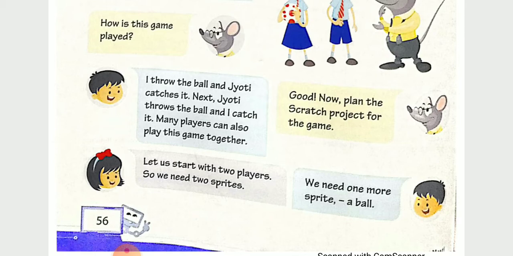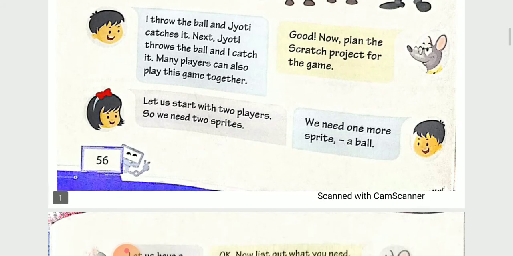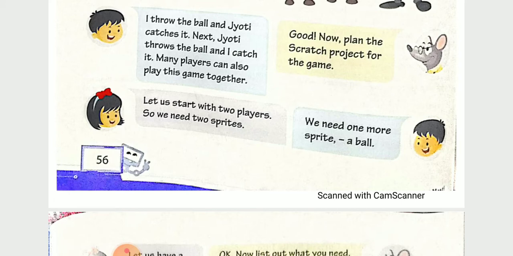Now we plan the Scratch project for the game. You all play this game at your home, but you don't know how it is built in the computer. So today I will explain how to make a game of throwing a ball from one person to another person. I will explain one by one. Let us start with two players. So we need two sprites. It means for two players you need two sprites.